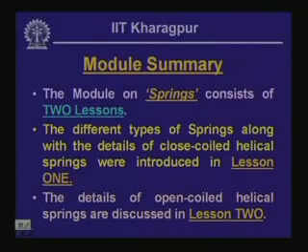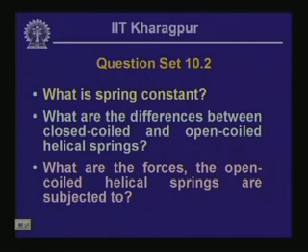And in this particular lesson, which is the second lesson of this module, we have looked into the stresses and deflection in open coil helical springs. These are the two aspects that we have seen in lesson 1 and lesson 2, and these are the questions which are set for you: what is spring constant, what are the differences between closed coil and open coil helical springs, and what are the forces the open coil helical springs are subjected to. Look into these questions, and if you go through the two lessons of this module, you will get the answers to these questions. Thank you very much.